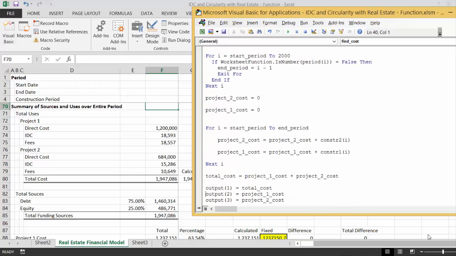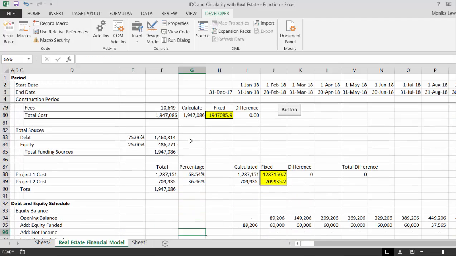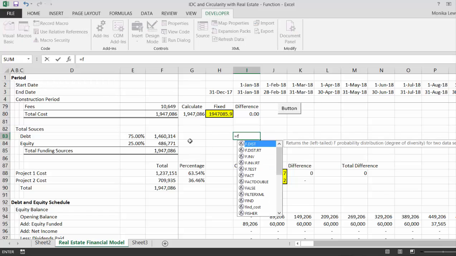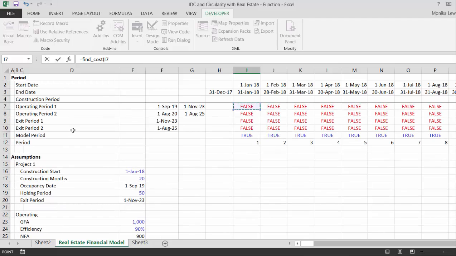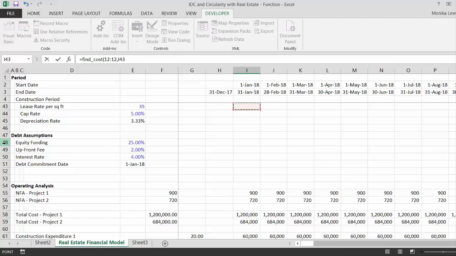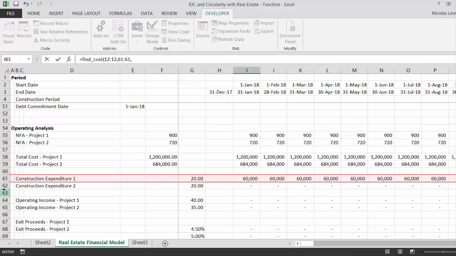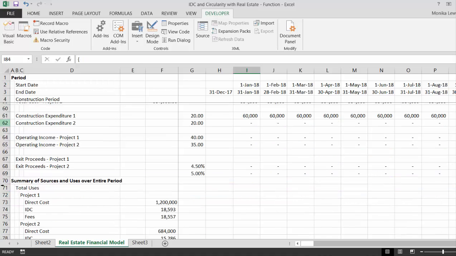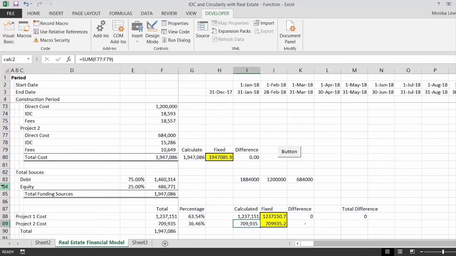Let's try this. Even though we've done almost nothing, let's make sure we've got it going. Down here we put 0, so we put equal find cost, and start by putting the period in. Then we put in the construction expenditure for project 1, and the project cost for period 2, and press shift control enter. We get our total project cost and our project cost for 1 and 2, which is good.